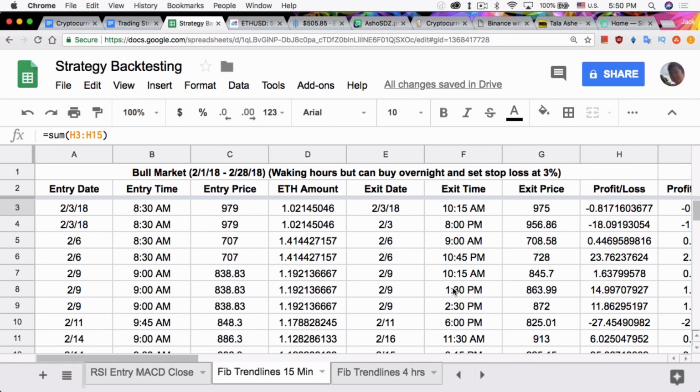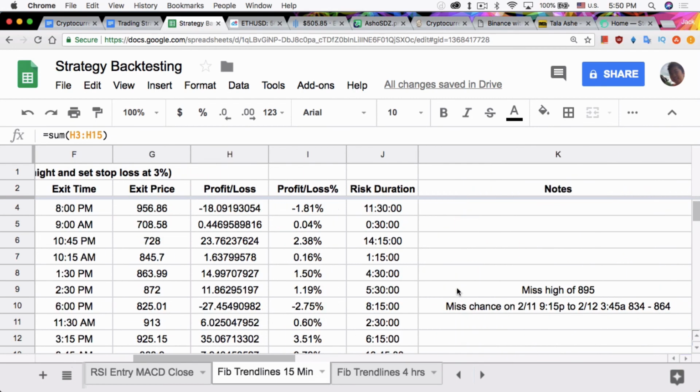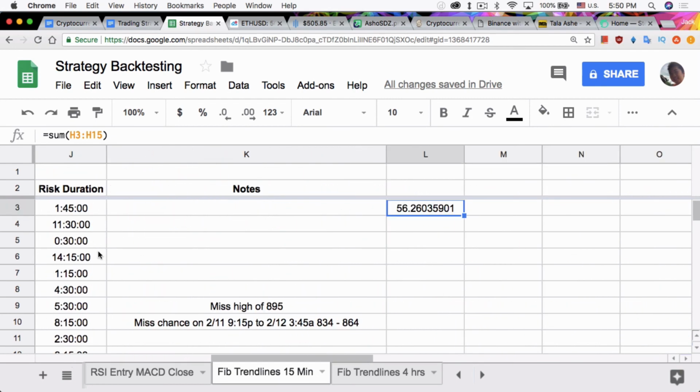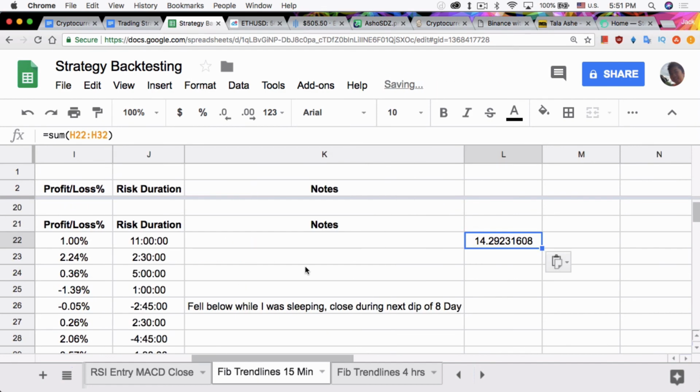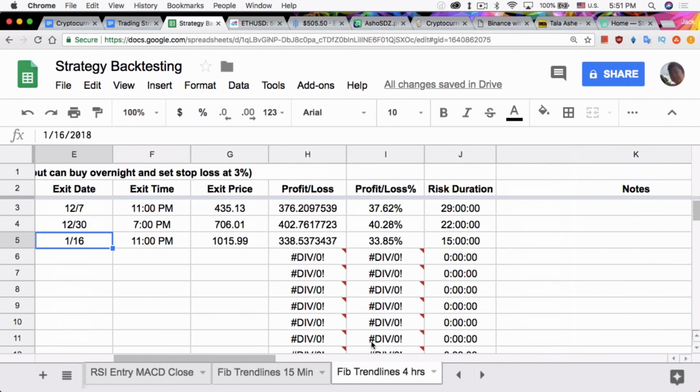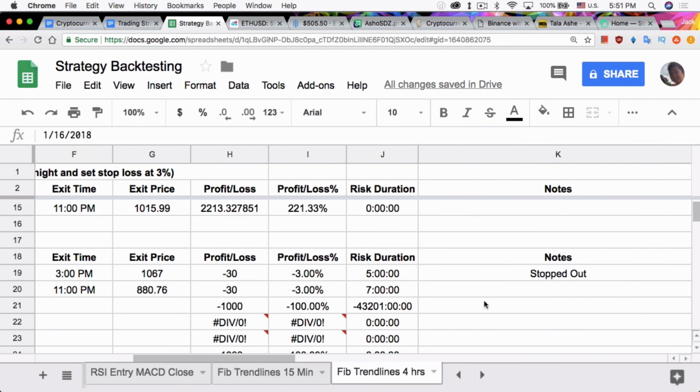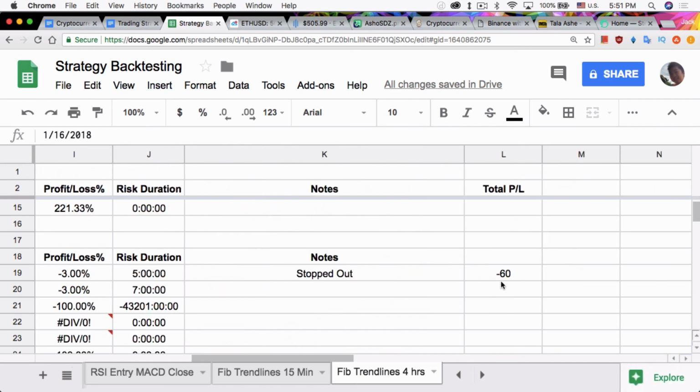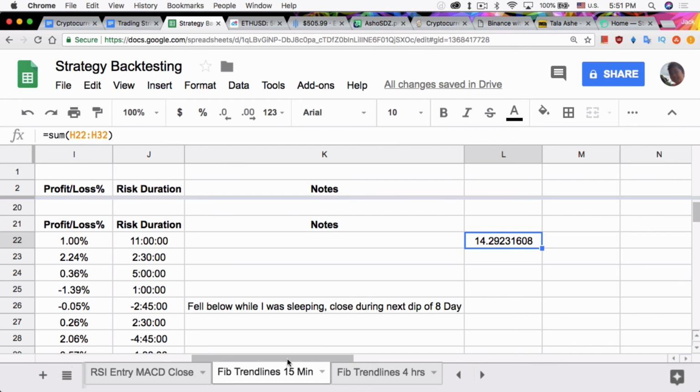So again, in the bull market, I was only able to make $50 with this particular strategy. And during the bear market, I was still able to make money with this trade, compared to the 4-hour trendline one, which I ended up losing money on because of getting stopped out twice. So I ended up losing $60. But with this particular strategy, I still ended up making money, even though it's even less than the bull market.